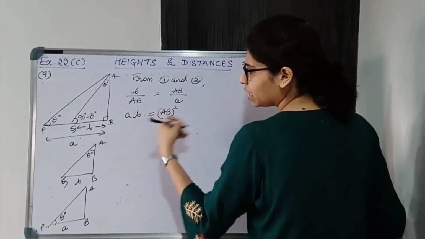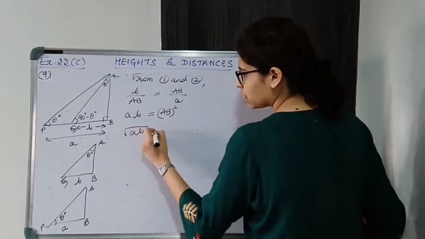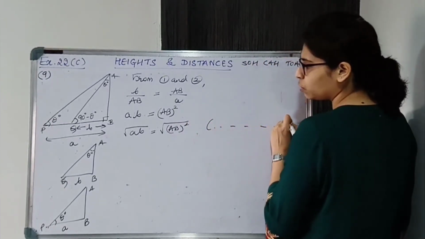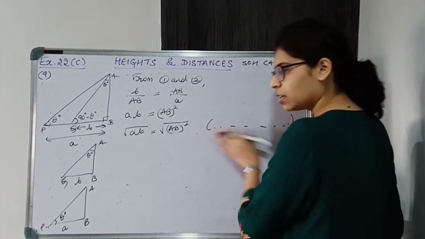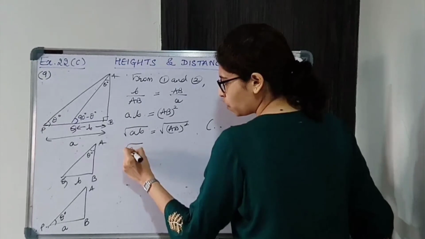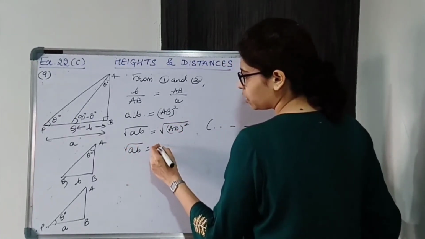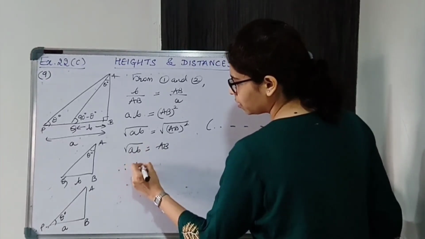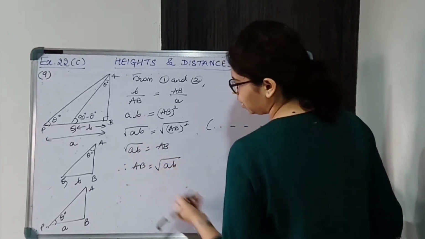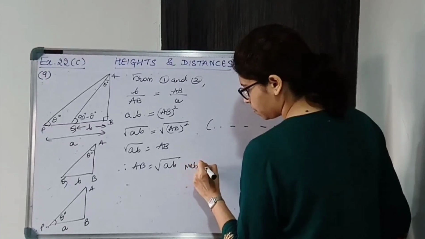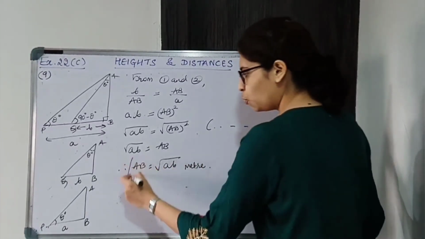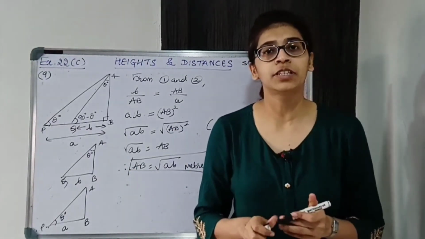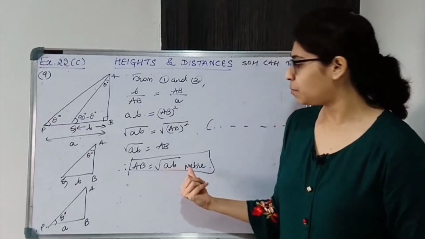Okay, so taking square root on both the sides, write down taking square root on both the sides. Whenever you square or take square root, you have to write down. So square root of AB squared, square and square root cancel out each other, so vanish. So AB is equal to root AB meters. Okay, so we proved this. Box this and write down the final statement. The height of the tower is root AB meters.